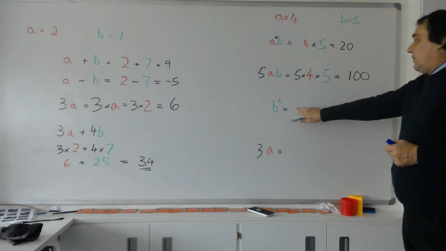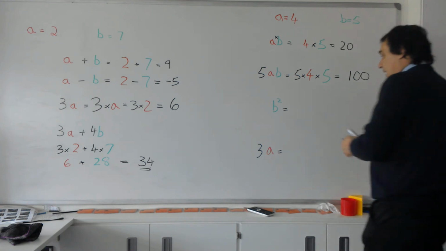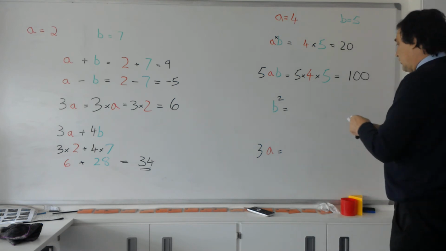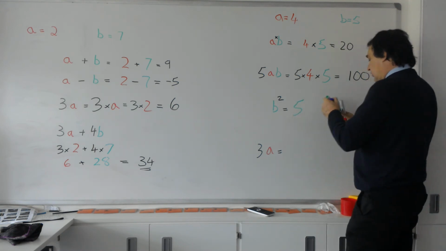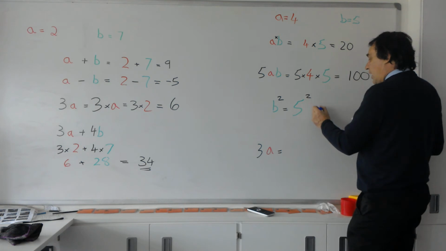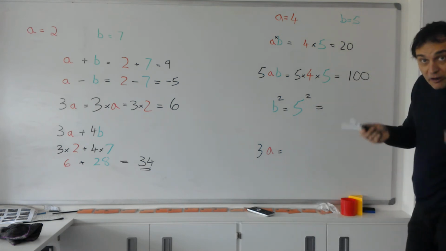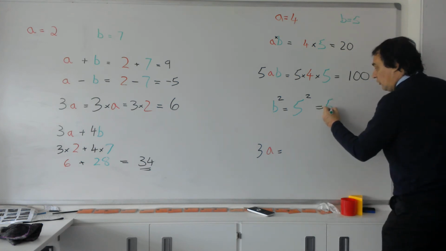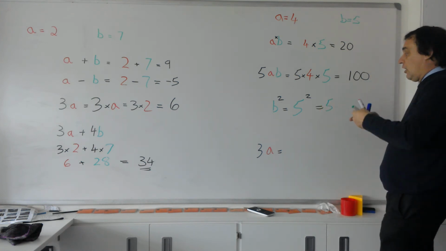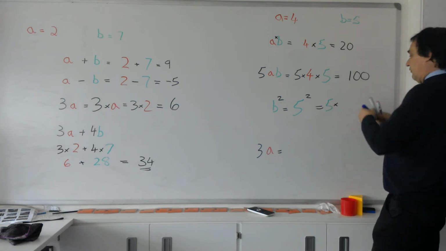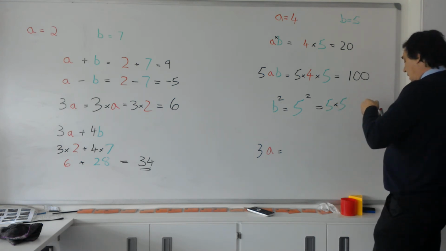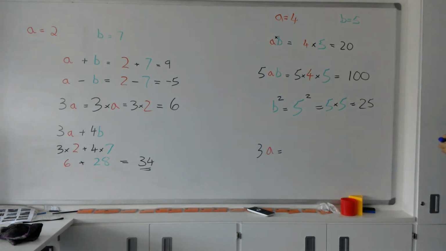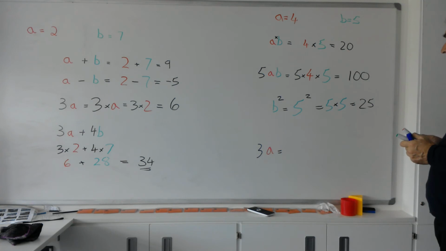You might see something like B squared. So B squared is going to be 5 squared. Remember if we're squaring a number that means 5 times 5, doesn't it? So not 10, because it's not 2 times 5, some people do that sometimes. So 5 times 5, that's what 5 squared means, and that gives us an answer of 25, so you might see that.